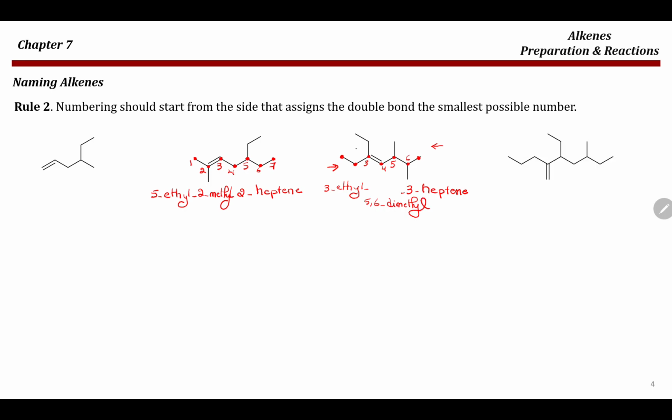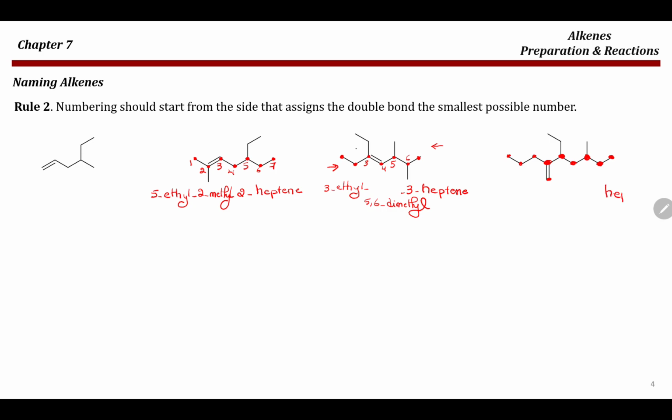One more example here. Now here you have to pay attention. Someone might choose this to be the longest chain. However, this doesn't include the double bond. So the double bond is outside this chain. That's why this is not going to be the correct longest chain. Your longest chain should include a double bond. That's why I will start from here. 1, 2, 3, 4, 5, 6, 7.